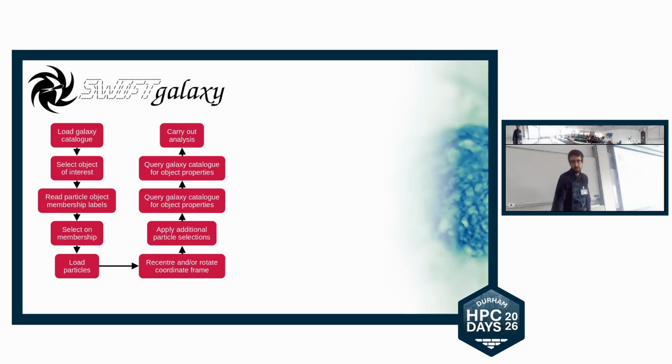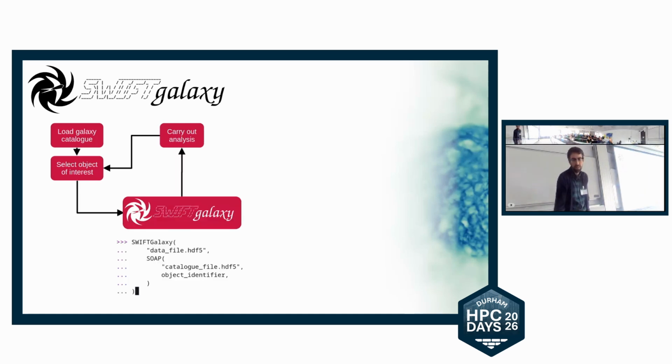And the whole purpose of SWIFTGalaxy is, oh, right. This gets even worse if I've done this once and now I want to do it over and over again for many objects that I'm interested in. This can get very inefficient. And so the job of SWIFTGalaxy is basically to sit here. So we load up the catalog, decide what object I'm interested in, and then it should be as simple as saying, here's my data file, here's my catalog file, here's the object I'm interested in. Now I can do analysis and live a happy life.